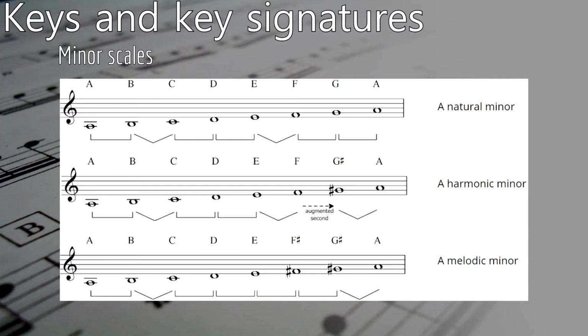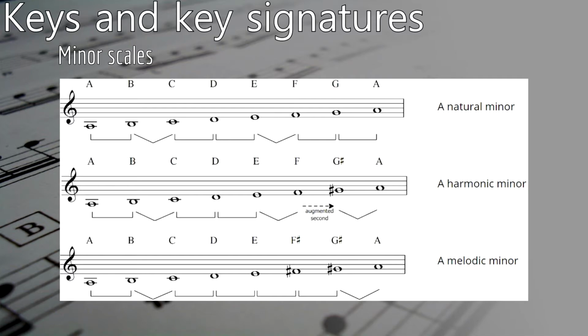Next is harmonic minor, which starts on A, B, C, D, E, F, and now we have a G sharp, and again A. And between F and G sharp, we find an augmented second, which sounds like a minor third, but it's actually a second. And the last one is melodic minor, which starts like all the other minor scales, but kind of ends like a major scale. Sounds like this. A, B, C, D, E, F sharp, G sharp, and A.